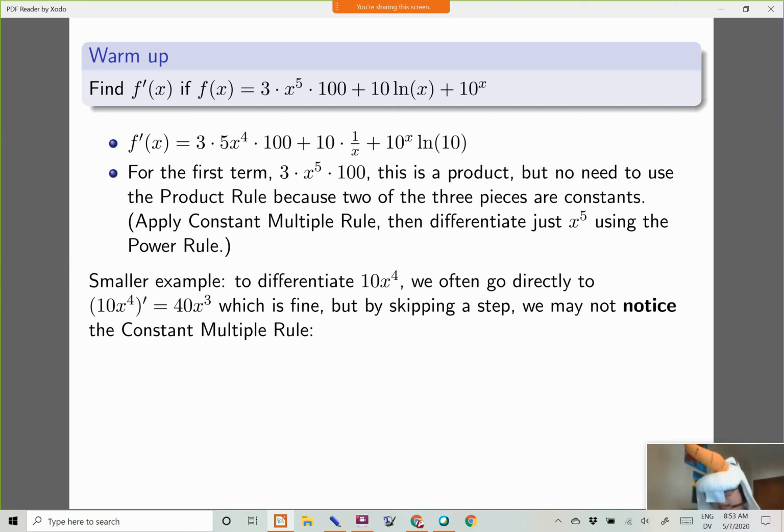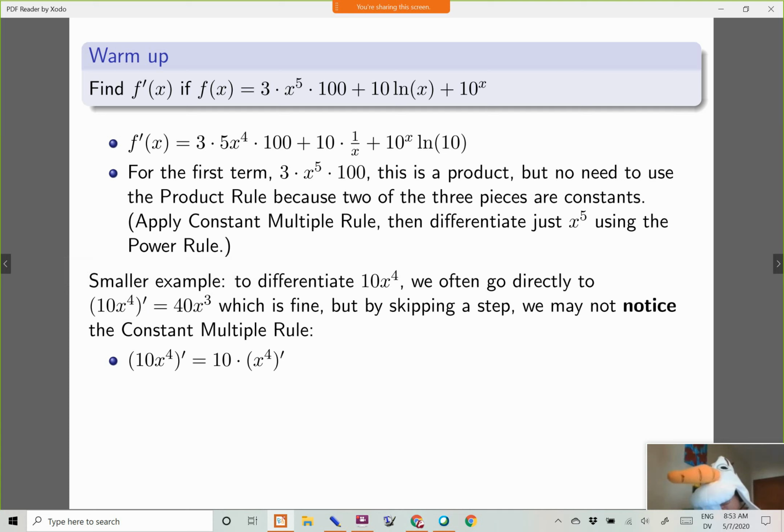There's nothing wrong with that. However, we are technically skipping a step. And when we skip a step, we might not even notice that the constant multiple rule is applying. I think it's actually helpful to clarify that that's what's happening. It's not that I would expect people to write out as much as we're about to do, but I think knowing what steps are being skipped is helpful when you're doing a bigger problem where you want to talk about those details.